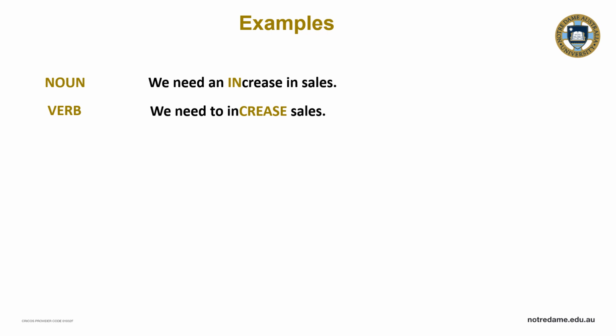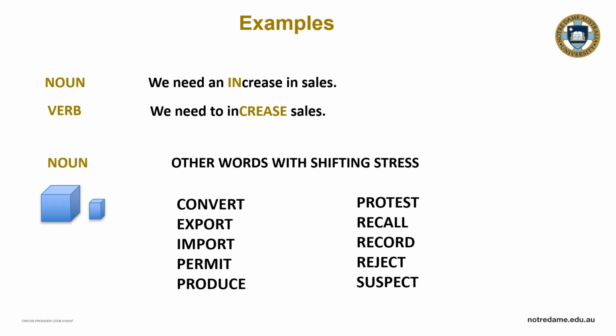So this word is one of a group of words where the stress shifts between the noun and the verb. However, the shift is quite regular. So with these words, the noun is stressed on the first syllable. For example, a convert. A convert is a person who has changed their belief or opinion.